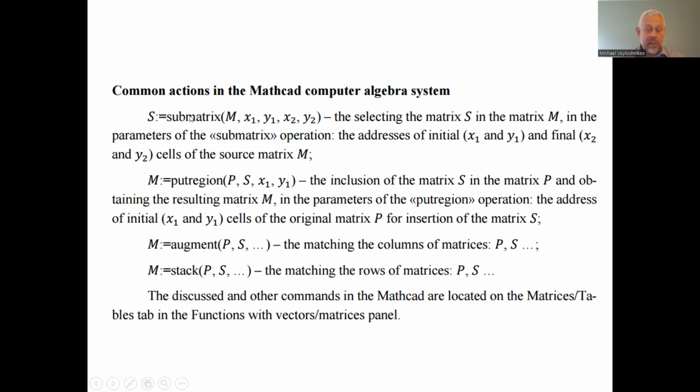If we do that, next we will type S equal to, and after that we will have the matrix which is the result of the submatrix. The operation augment region, or rather the inclusion of matrix S in the matrix P and obtaining the resulting matrix M. In the parameters of the operation, the address of the initial cells of the original matrix for insertion of the matrix S is given. So we put the matrix P into the matrix S.